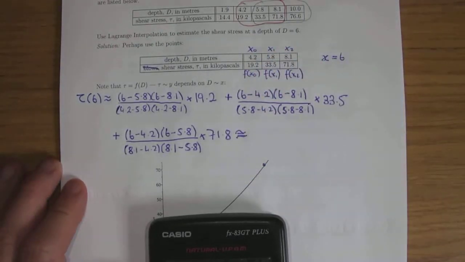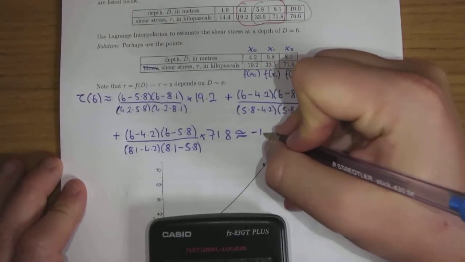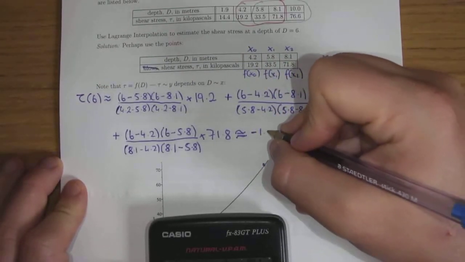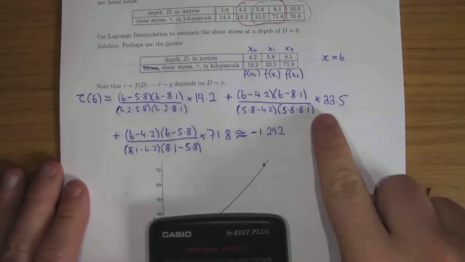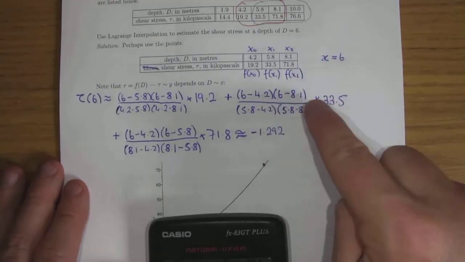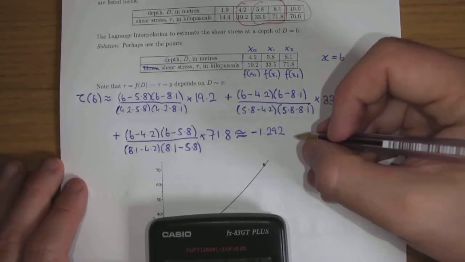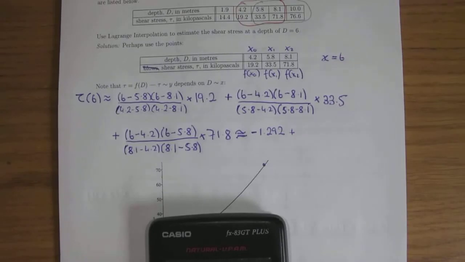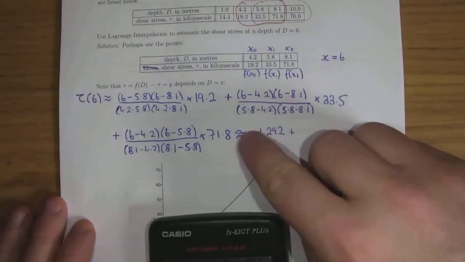So the first term here to 4 significant figures is minus 1.292. Actually, what's going to happen here is, because this is the point near 6, this is going to be the big one, and these are just going to be small corrections. Okay, next bit. So here we're getting 2.2 by minus 2.1 divided by 1.6 by minus, well, let's just do it, 5.8 minus 8.1 times 33.5. So yeah, this is going to give most of the answer. The other 2 are just going to be corrections.